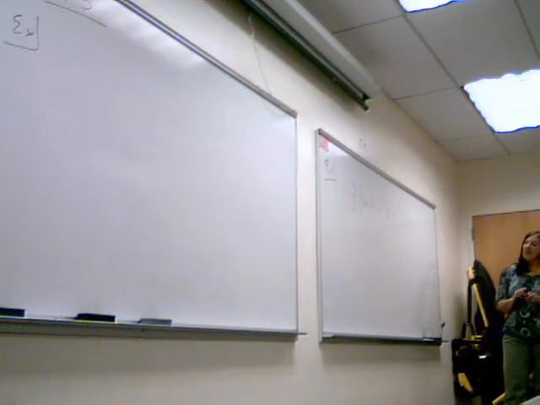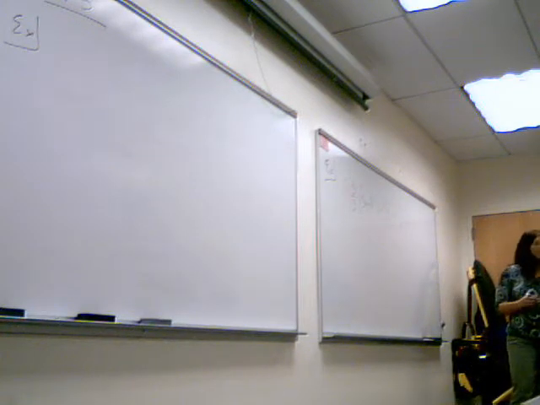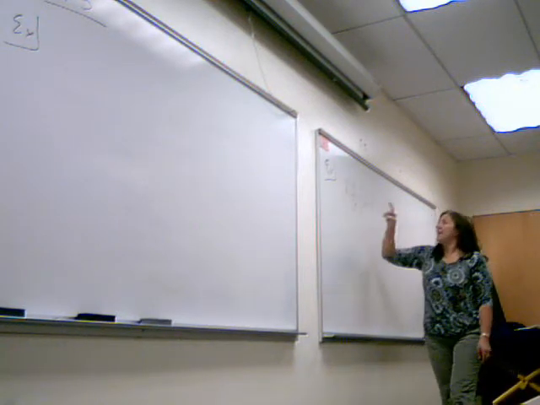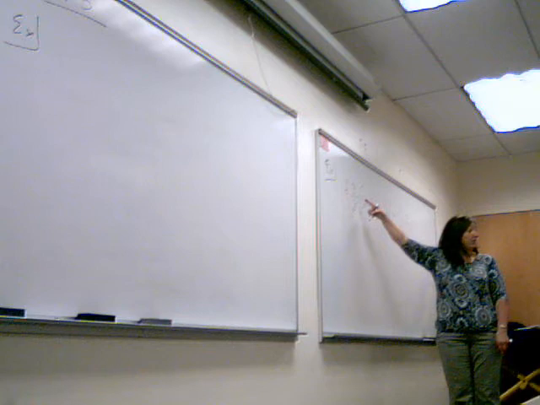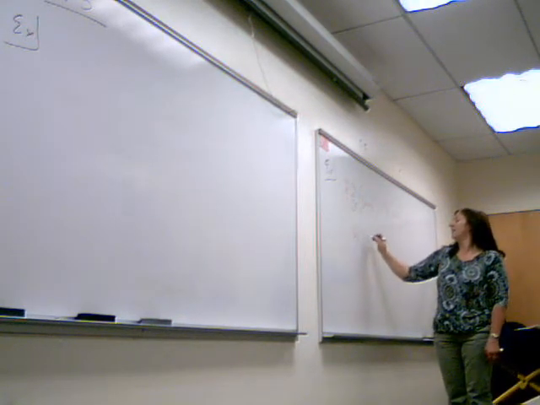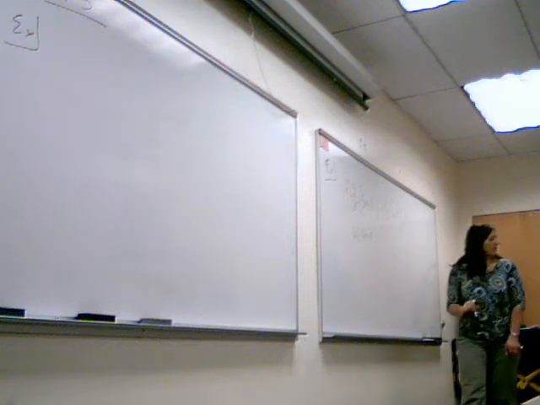So let's do that. 5 goes into 10, how many times? Twice. Okay, and then I've got 2 times 3, so that's 6. And now I can take my 6 and distribute it through.